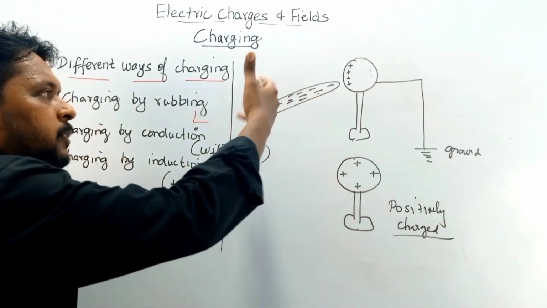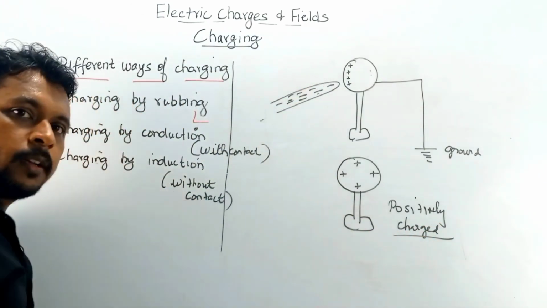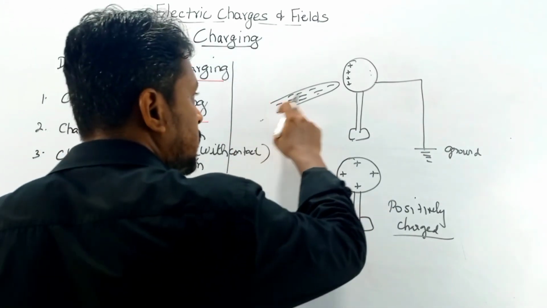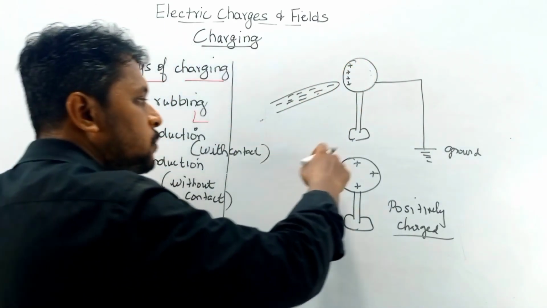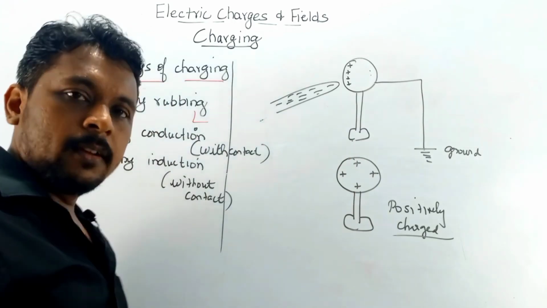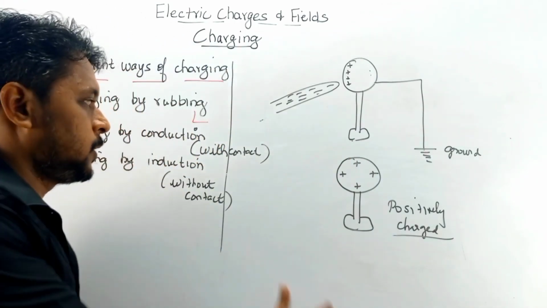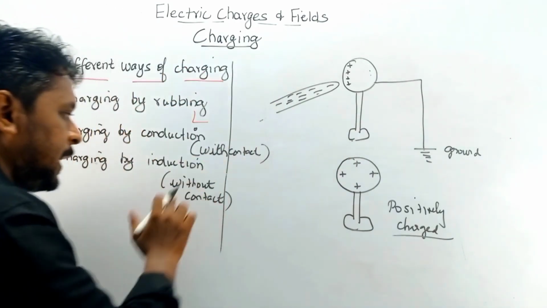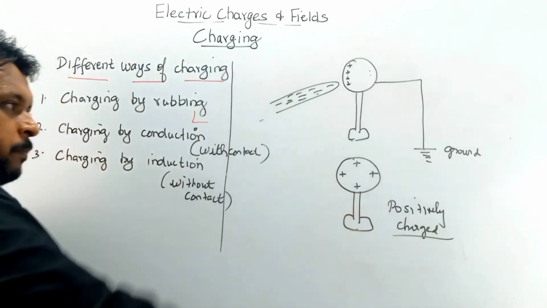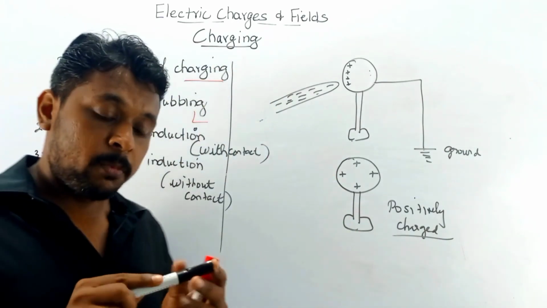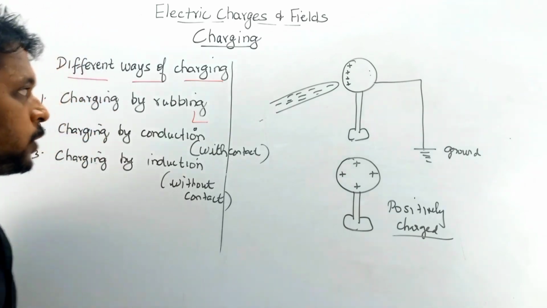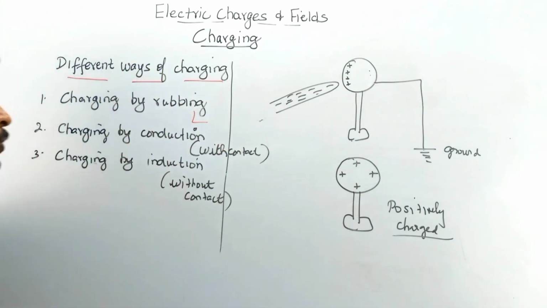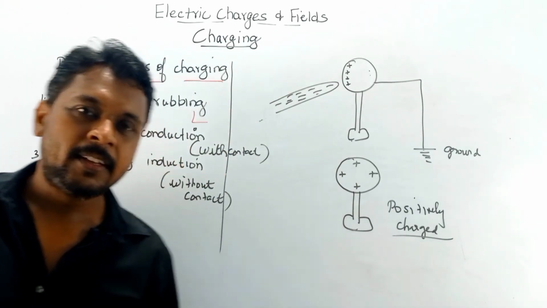You can do the same process in reverse when you bring a positively charged rod nearby to it. Now we can see that this will become negatively charged. Okay, so this is the process of charging by induction without contact. Okay, so here we have discussed some important facts regarding charging and also the different ways by which charging could be done. Okay, thank you.